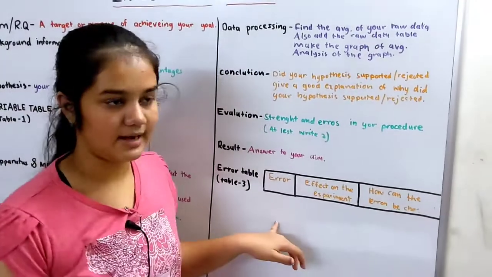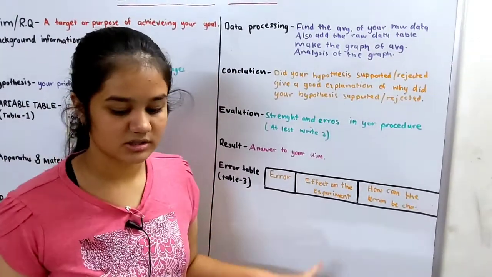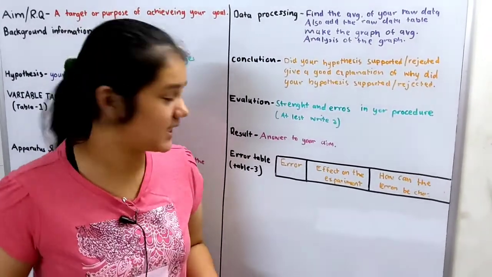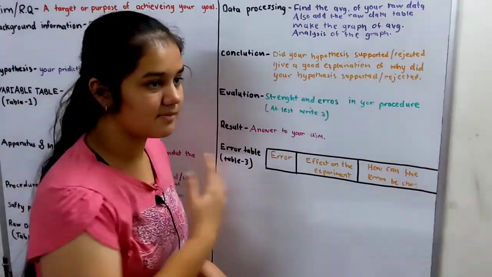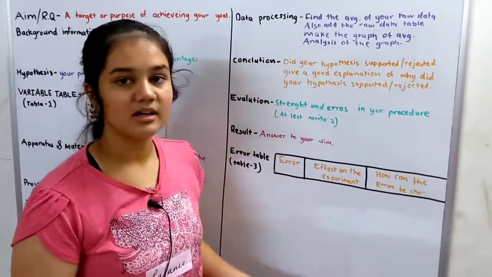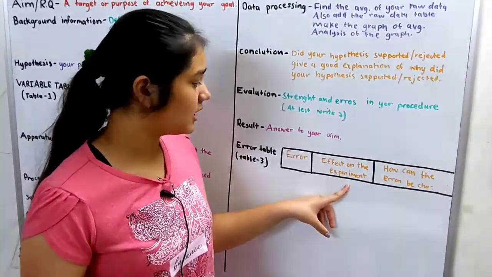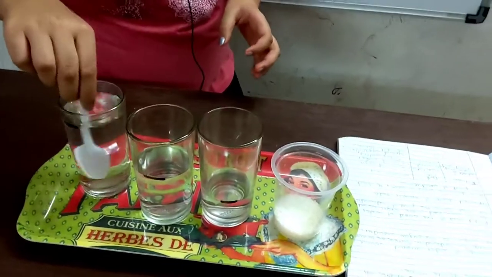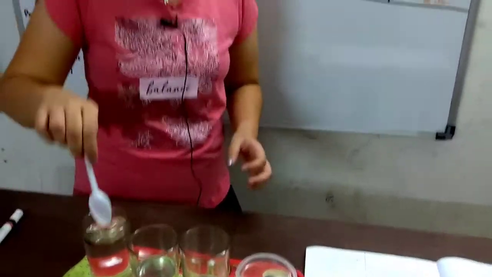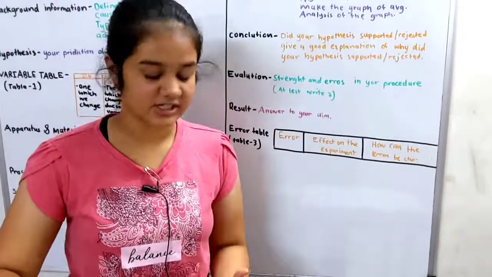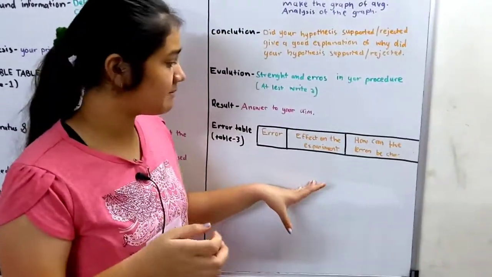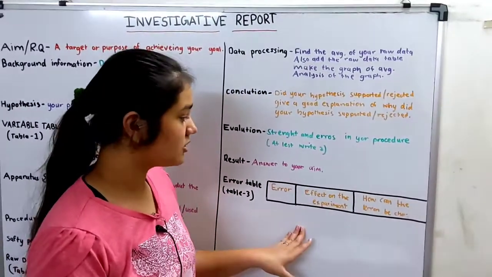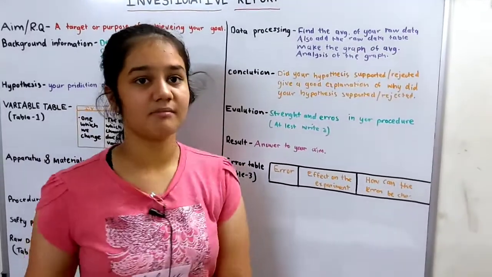So here you write your error. So what was my error? I can say my speed was not constant each time when I was stirring. So that is my first error. The effect of the error in my experiment, in my procedure, was that I was not stirring the sugar consistently. I changed my speed, I changed my way of stirring. So that made the timings, the dissolution time, differ. So that was all the effect of the error in my experiment.